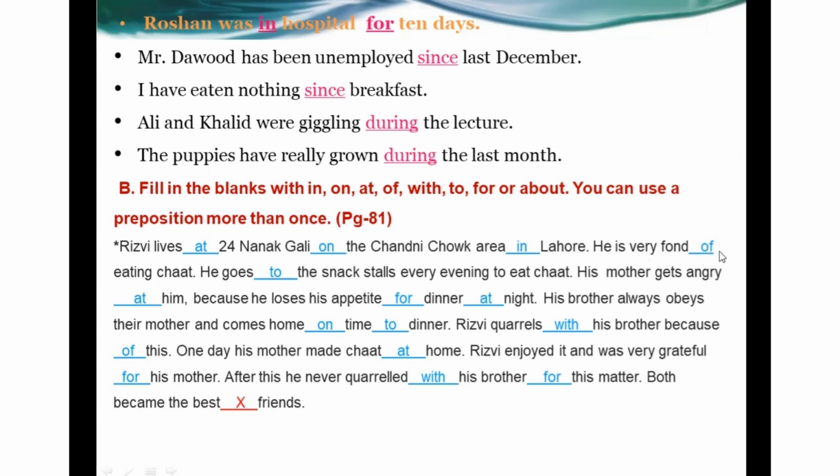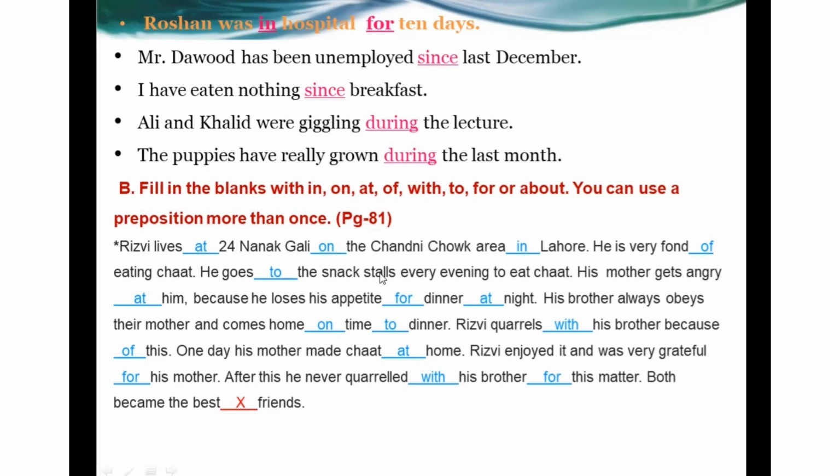Fond of. Of is used here. Eating chaat. Chaat is the name of a dish that people eat. He goes dash the snack stalls every evening to eat chaat. Students, do you know what snack stalls are? Stalls where people sell things to eat. They're like small eating points, like small shops. They're called stalls, like the stalls that you put up at Food Fiesta.